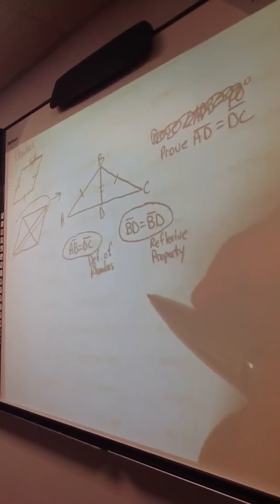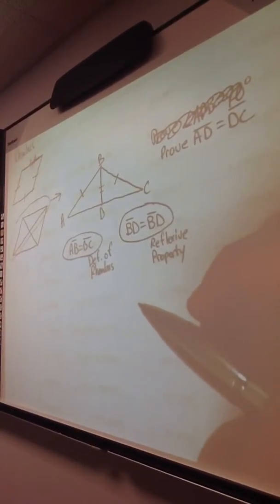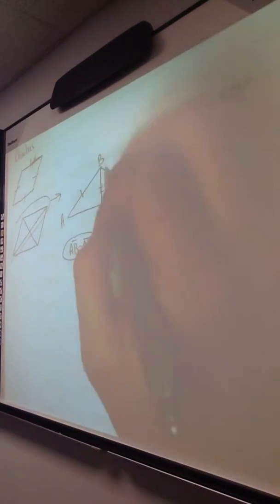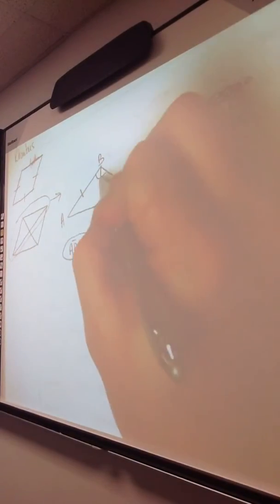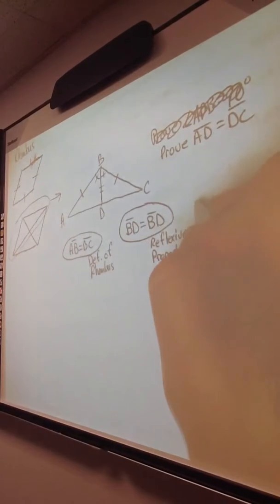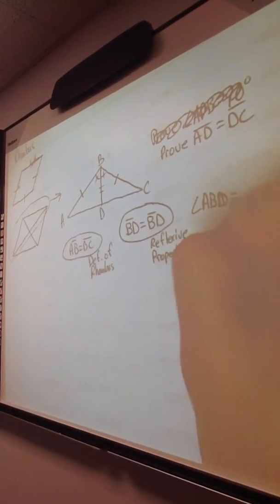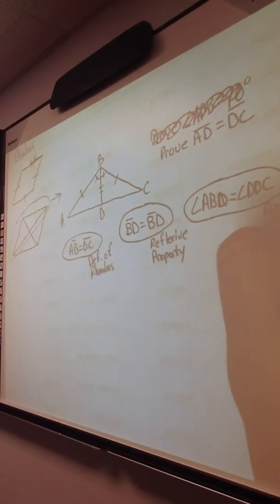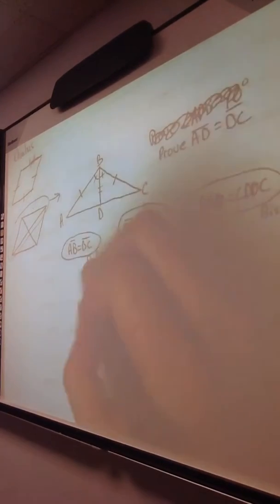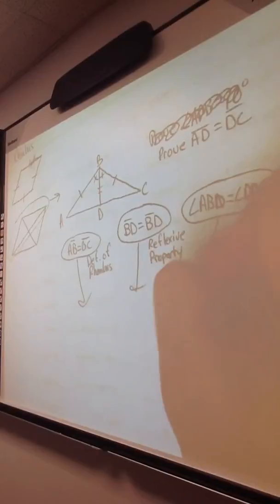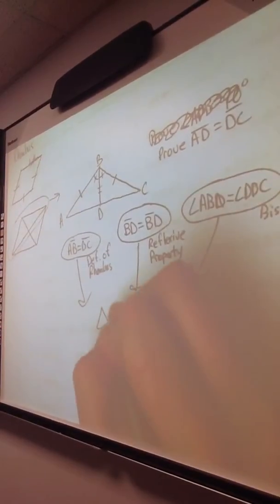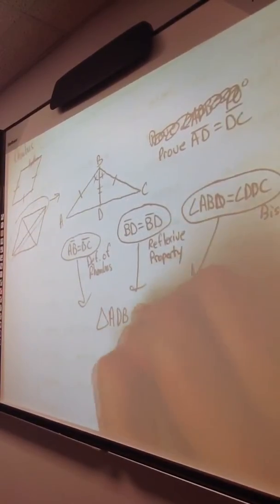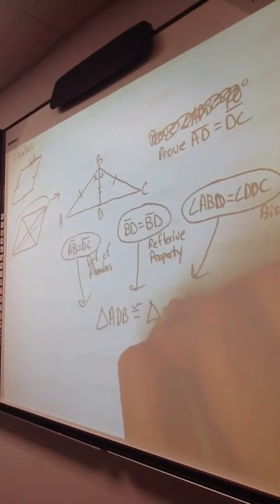And what's the last thing we know? The one you bisect. Yeah, this is the same thing. That angle's the same. Look at that magic. Angle ABD equals angle DBC. And it was a bisector. Therefore, triangle ADB is congruent to triangle CDB.